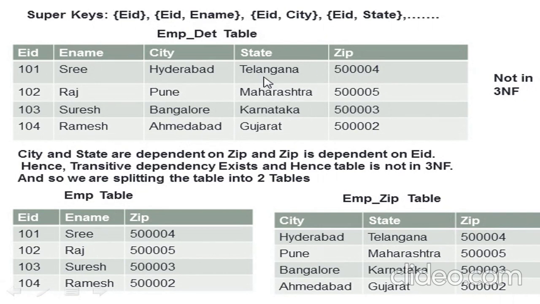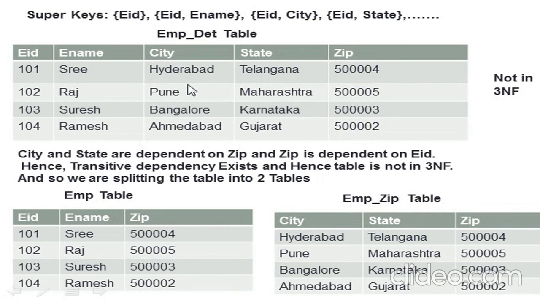Now, in this example, city and state are dependent on zip code, and zip is dependent on employee ID. Hence transitive dependency exists, and hence the table is not in 3NF. 3NF tells us there should be no transitive dependencies.